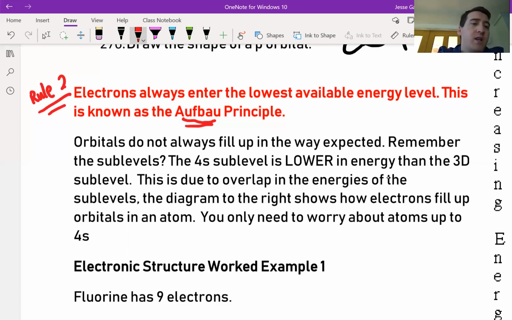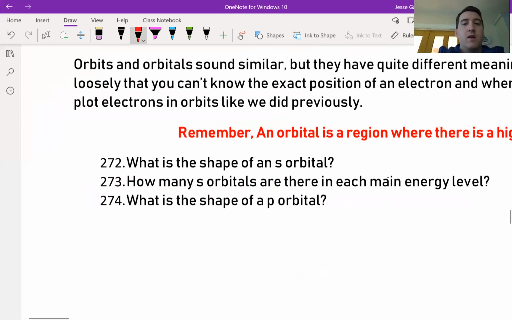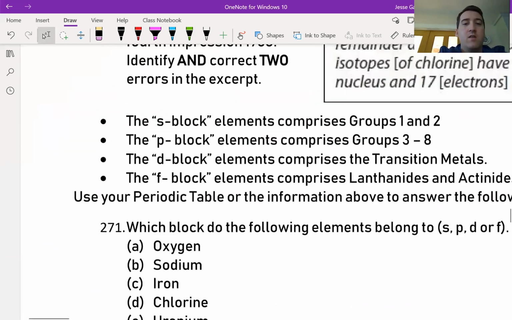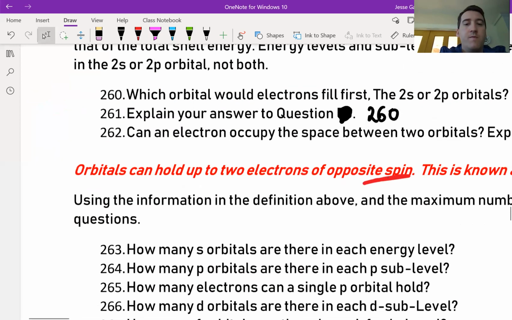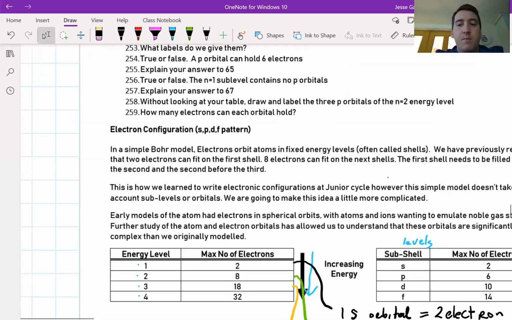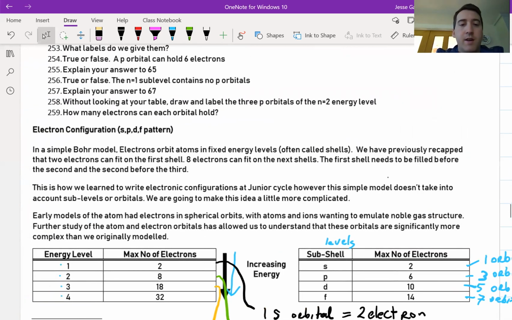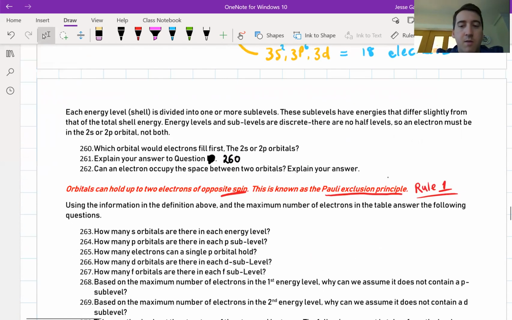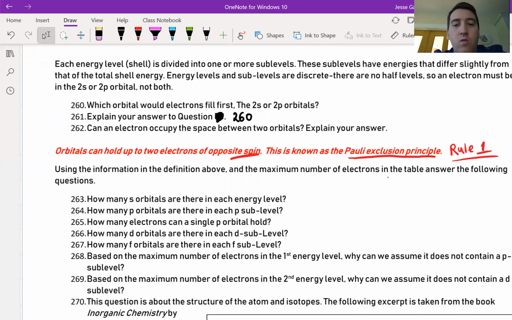So why am I skipping straight to rule number 2? Well, we've done rule number 1 earlier up above here, and that is this one here. And that is orbitals can hold 2 electrons of opposite spin. Sorry, my tablet's got a mind of its own. That's what we call rule 1, and this is what we call the Pauli exclusion principle.